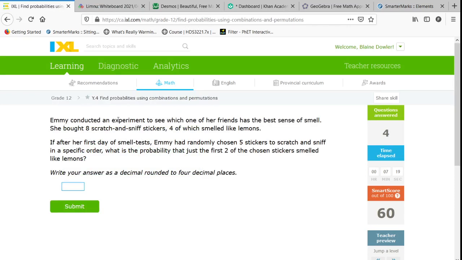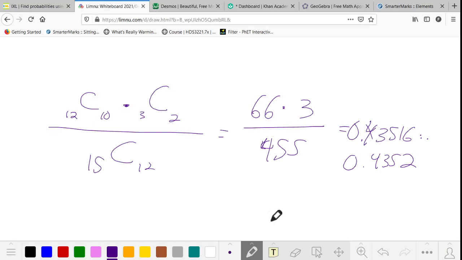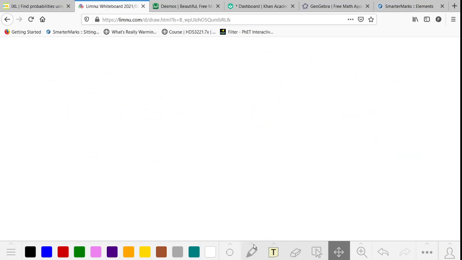So, Amy conducted an experiment to see which of her friends had the best sense of smell. 8 scratch and sniff stickers, 4 of which were lemon. If you randomly choose 5, what's the probability that the first 2 smelled like lemons? So, what's the probability that the first 2 smelled like lemons? That means of these 4, we're choosing 2. And it's specifically the first 2, which changes the problem. That means only the first 2 matter.